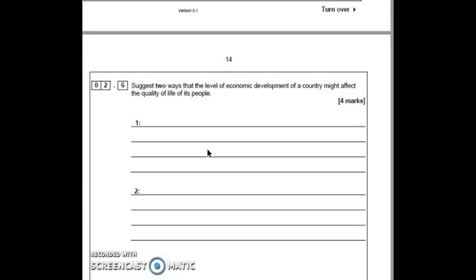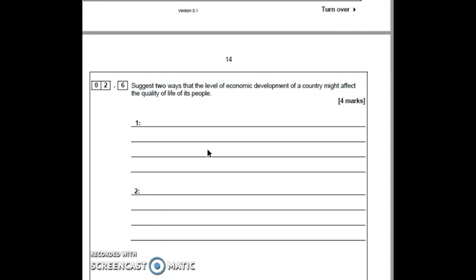Next question, 2.6. Suggest 2 ways that the level of economic development of a country might affect the quality of life of its people. Personally, I don't know the difference really between this question and 2.4. It seems almost identical. But again, let's think logically. If you have more money, what can you do with it? How can it improve the quality of your life?